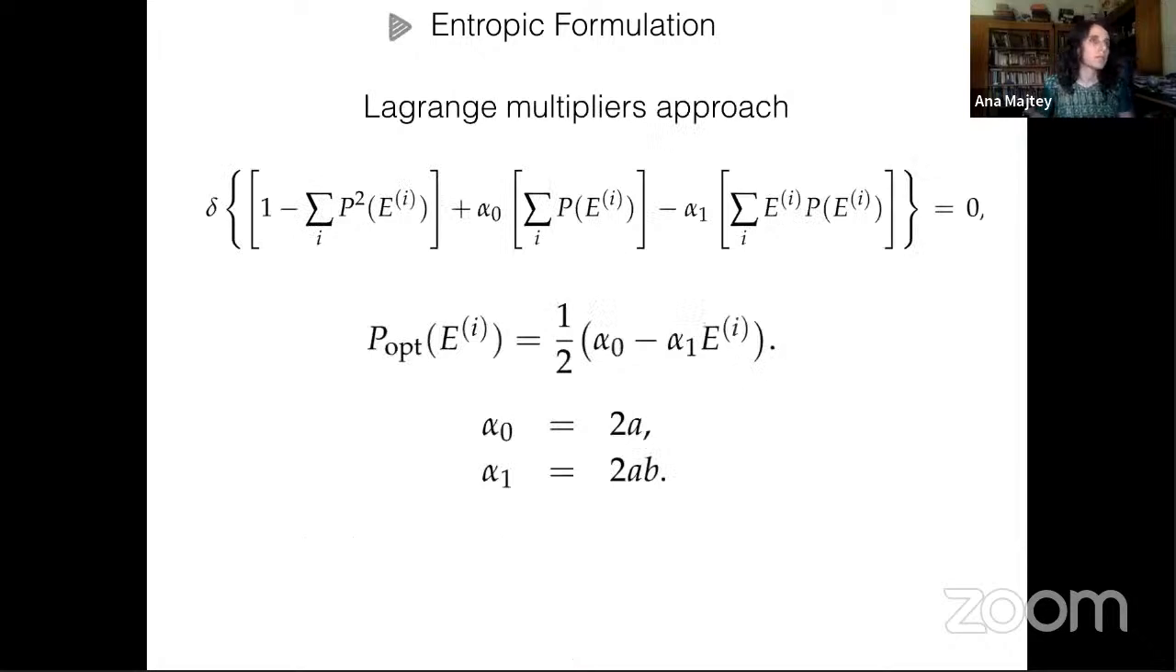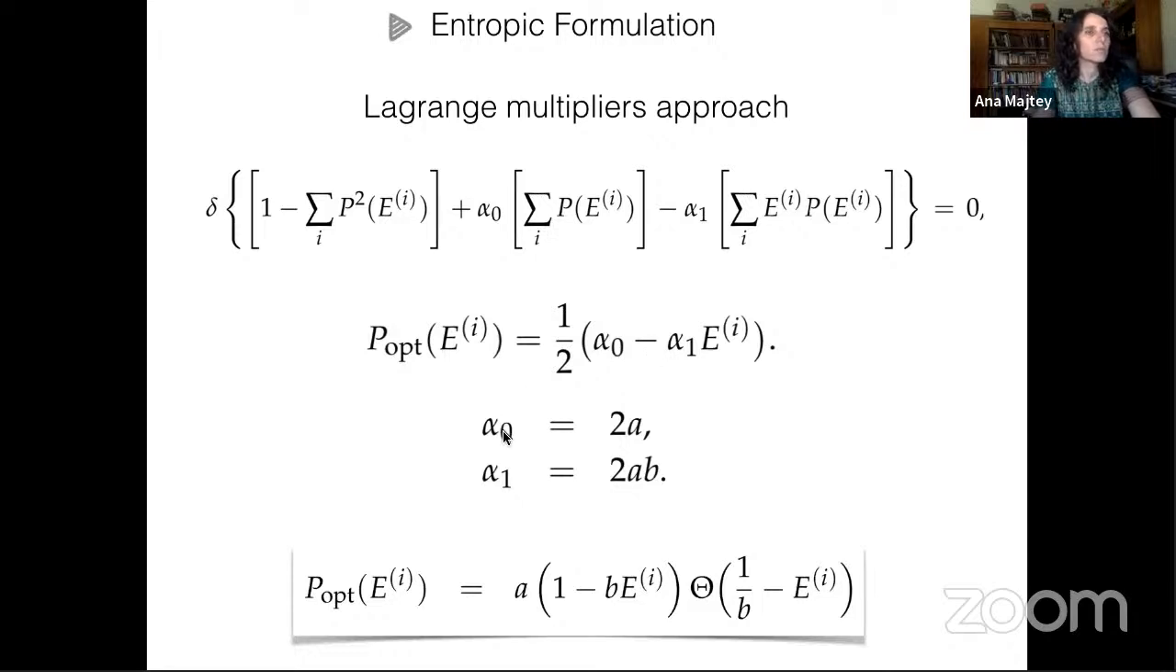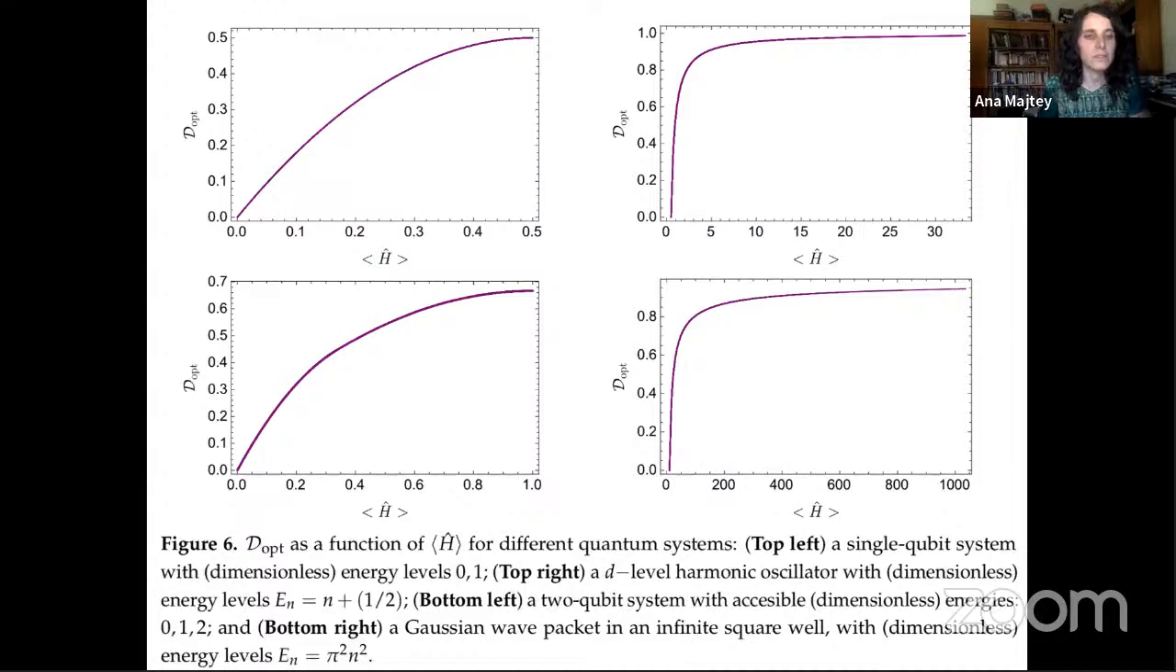So, of course, this problem can also be solved using Lagrange multipliers, and this is the variational problem that we need to solve. Here we have Lagrange multipliers alpha, for the normalization condition and the fixed energy condition. If we solve this variational problem, we obtain, of course, the same optimal probability distribution. Here we obtain this expression, and we can relate alpha 0 with 2A and alpha 1 with 2AB. With this method, the cutoff of the probability distribution needs to be analyzed. It cannot be derived directly from the solution of the variational problem. So just let me show you the last result.